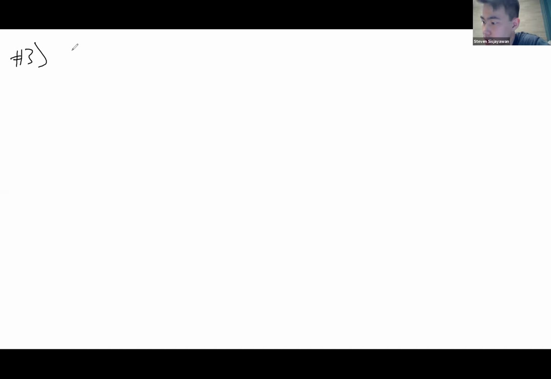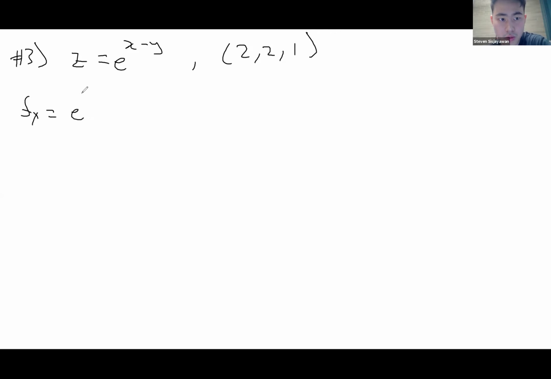So we have z is equal to e to the power of x minus y, and we have the point 2, 2, 1. Okay. This is probably going to be my last problem for today. All right. So for 2, 2, 1, we have that fx is the same thing as e to the power x minus y multiplied by 1, so that doesn't make a difference. And then fy should be the negative of that, because just using the chain rule, we get the derivative of y as negative 1.